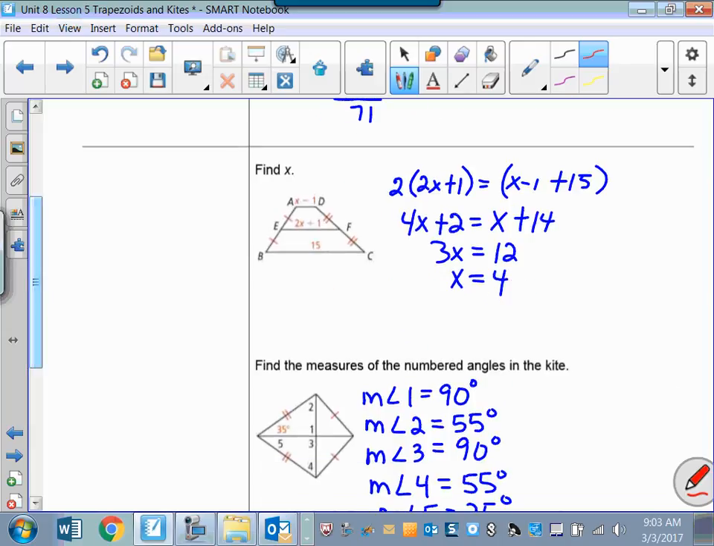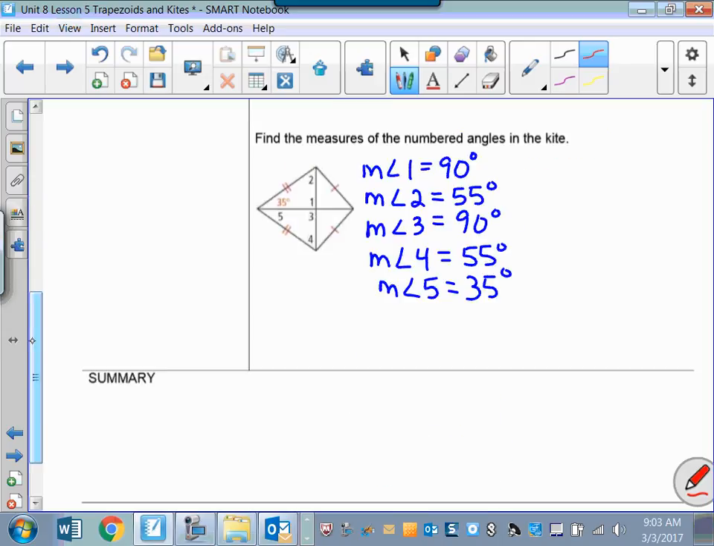Okay, down here we just use the trapezoid mid-segment theorem to find out that x equals 4. And finally, we use the properties of kites to find the measures of all these angles, and also using the fact that the diagonals are perpendicular.